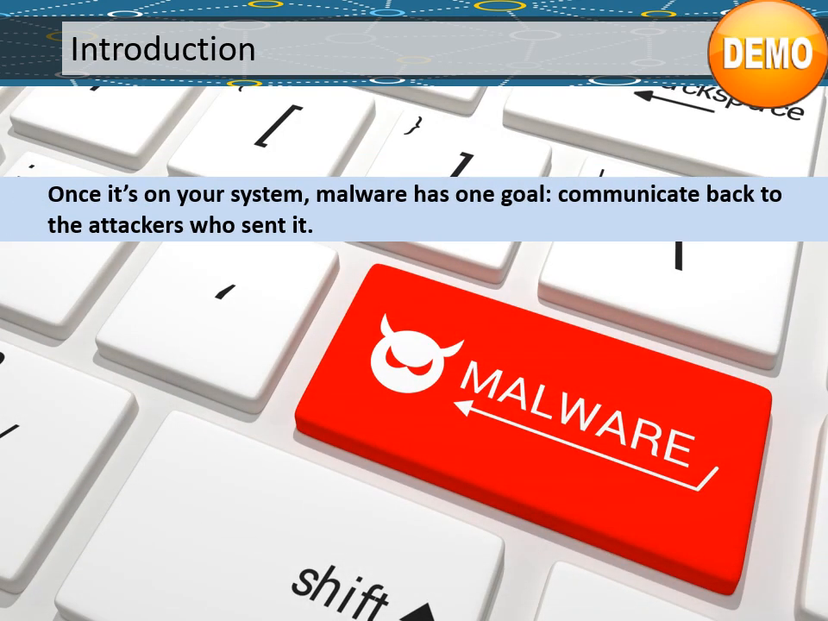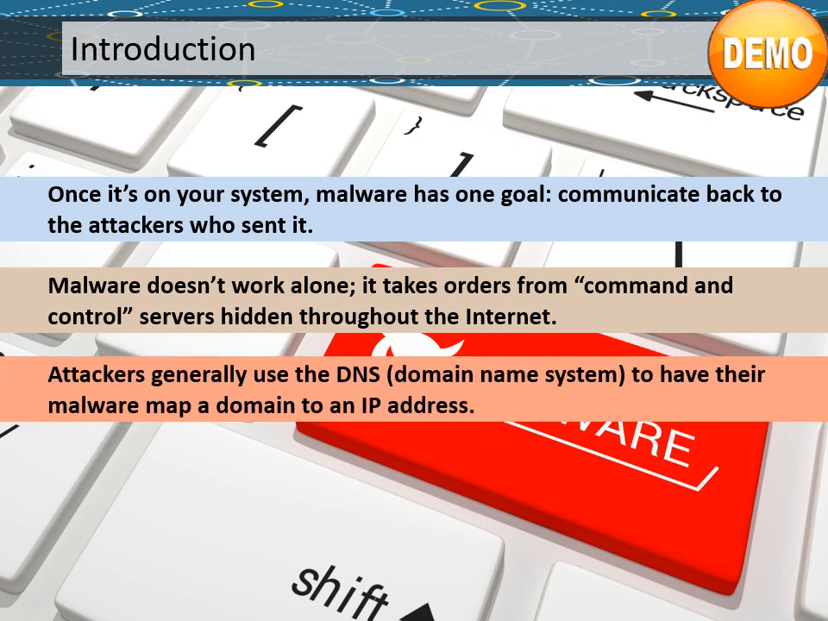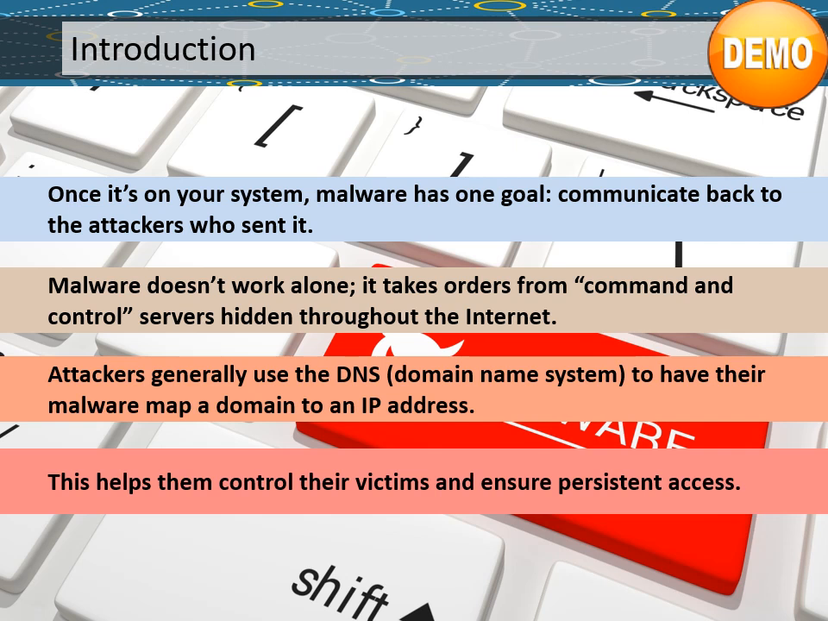Once it's on your system, malware has one goal: communicate back to the attackers who sent it. Malware doesn't work alone. It takes orders from command and control servers hidden throughout the internet. Attackers generally use the DNS, domain name system, to have their malware map a domain to an IP address. This helps them control their victims and ensure persistent access.